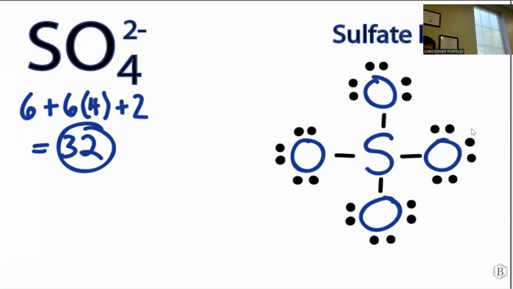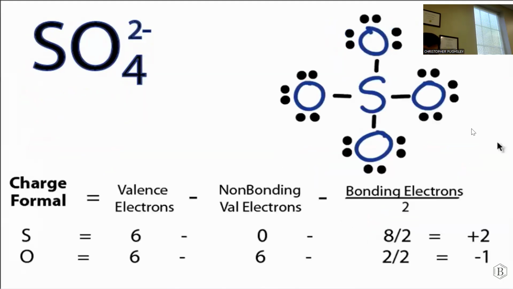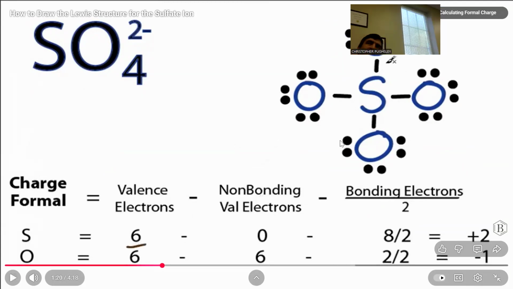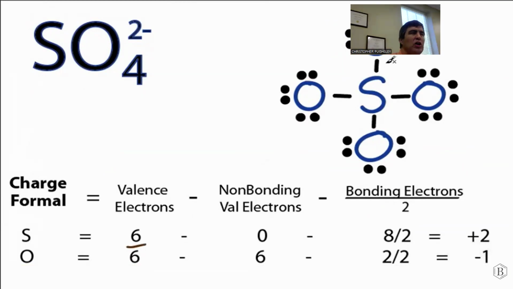That means it can hold more than 8 valence electrons. So we really do need to check our formal charges. To calculate the formal charge on the sulfur, we see that sulfur on the periodic table is in group 16, or 6, and has 6 valence electrons.